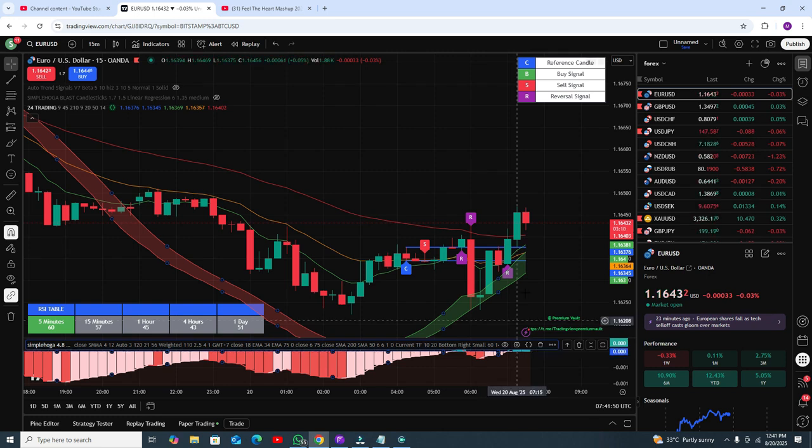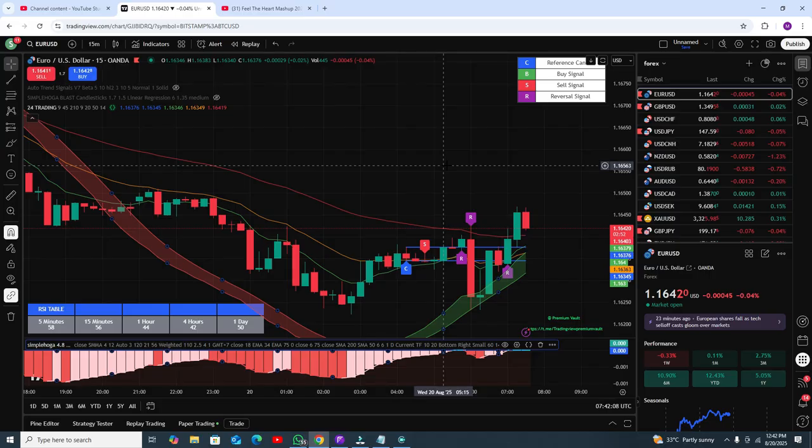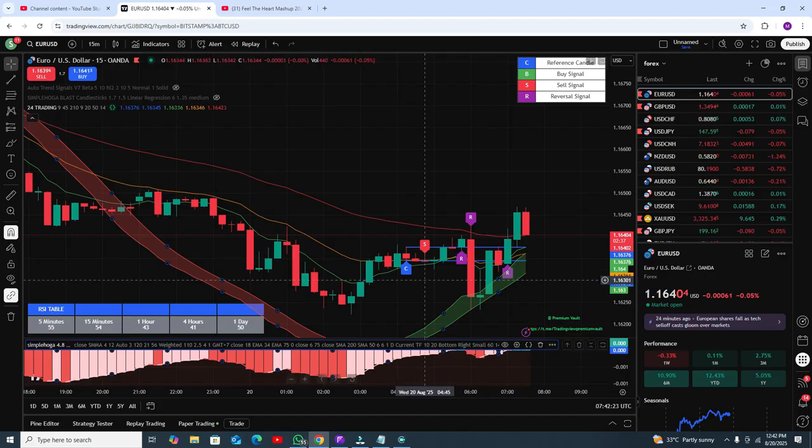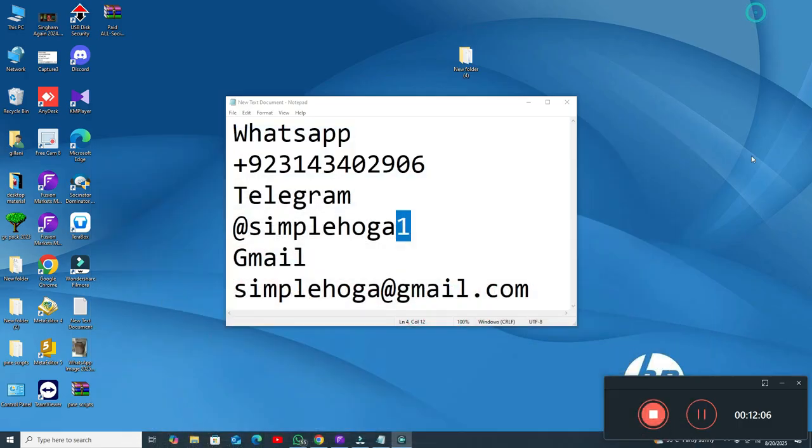Here you can see clearly, so this is your entry point, and your target will be, if you are trading 0.04 or 0.05 lots, $4 to $10, and take profit, and that's it. Or you can use a 1 by 1 ratio, because here this is your entry point, and this is your stop loss as well. So put the 1 by 1 ratio and take profit. This is the best strategy ever, and hopefully you will love it.